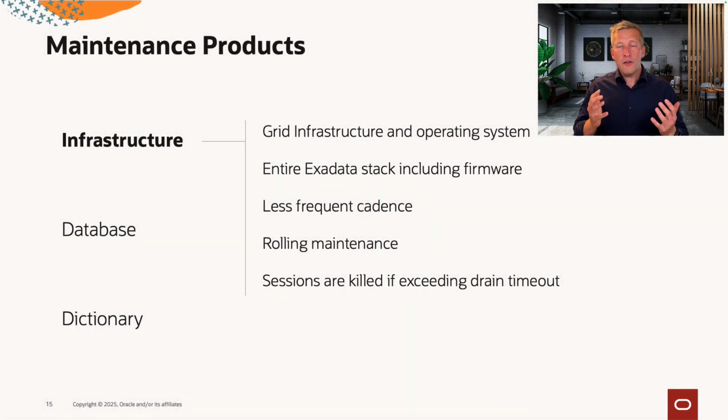If we start with infrastructure, this would be grid infrastructure through the operating system into the hardware, firmware, network, and all that. We have a less frequent cadence on the infrastructure. We don't have to update that every week. But all that kind of maintenance is rolling. Since we do it rolling, you still need, or your application needs, to listen for the FAN events and then ensure to drain in due time.